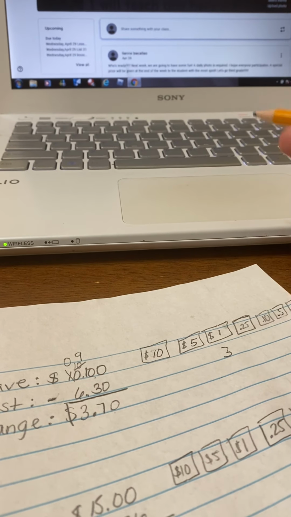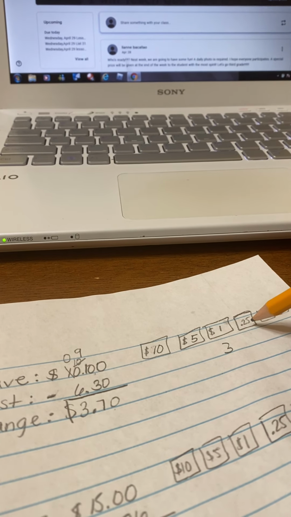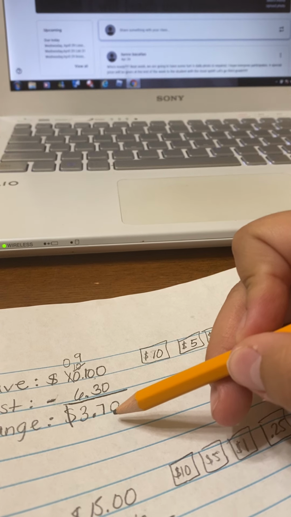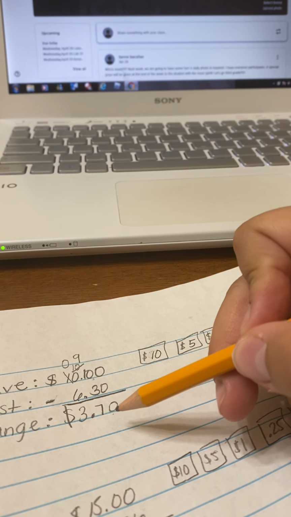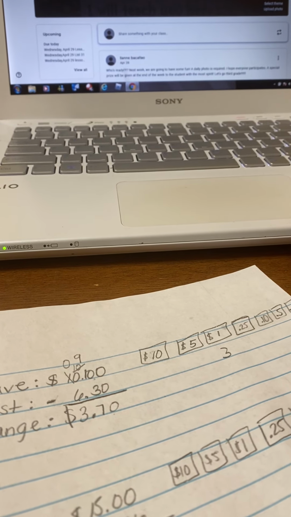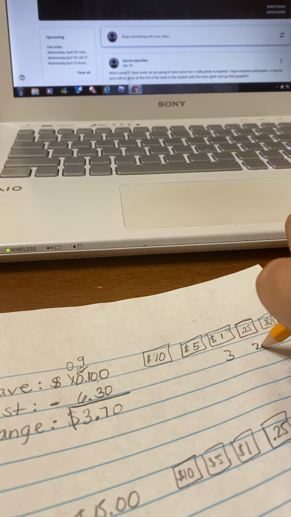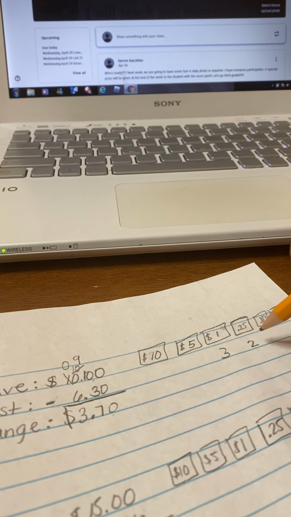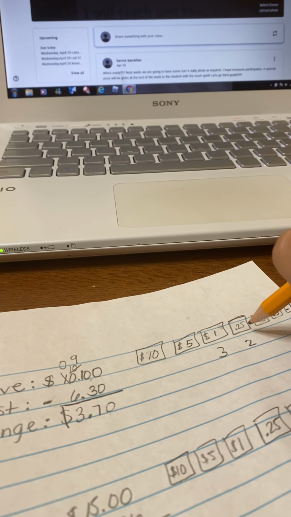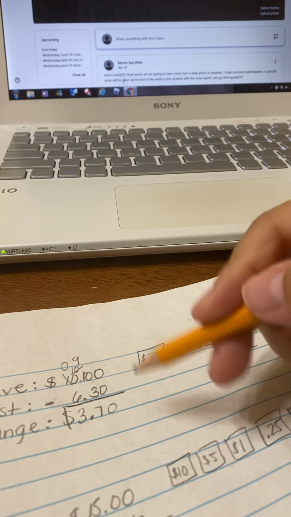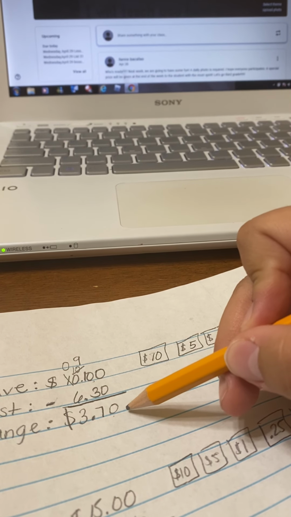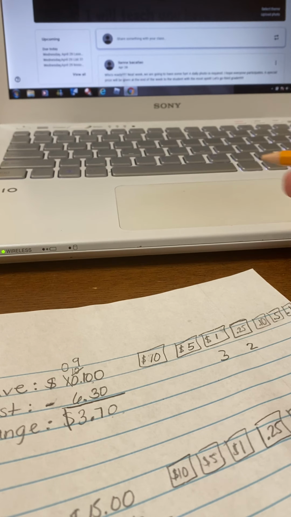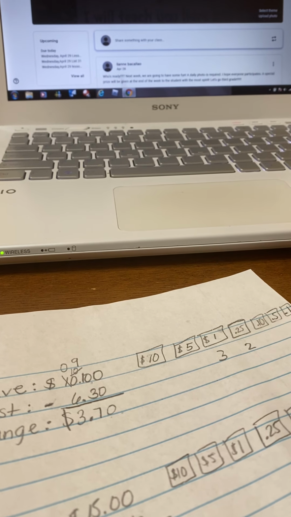70 cents. 25 cents. Do we need 25 cents to be able to make 70? Yes. How many quarters would we need to make 70? We would need 2. Why? Because 2 quarters makes 50 cents. If we were to use 3 quarters, it would be too much. It would be 75. We would be going over. So we need to stay always either the same amount or a little under. So that's why we're using 2 quarters.